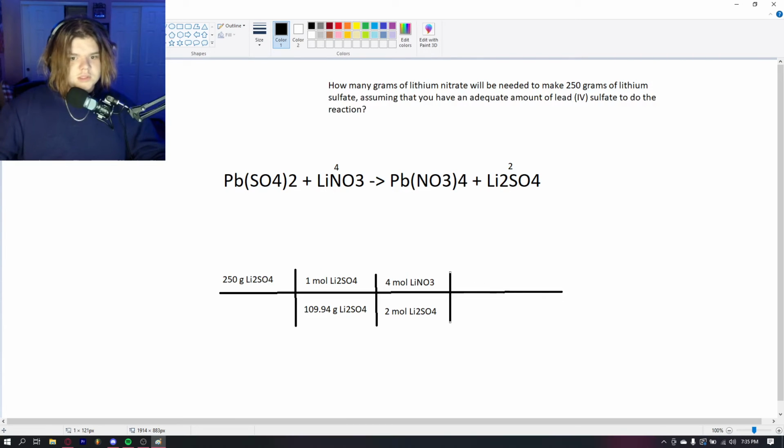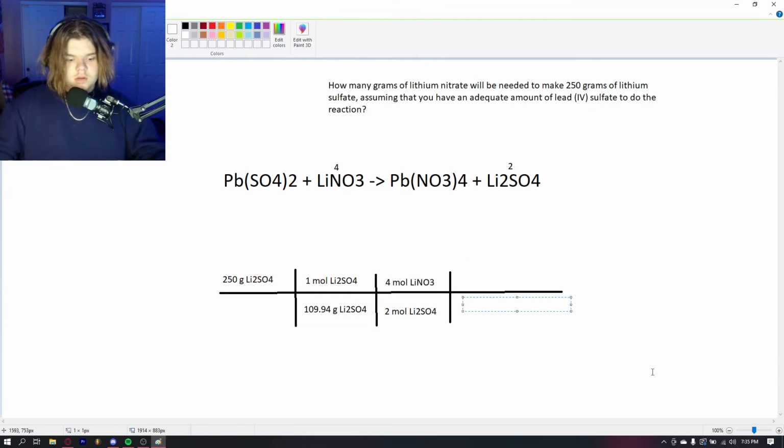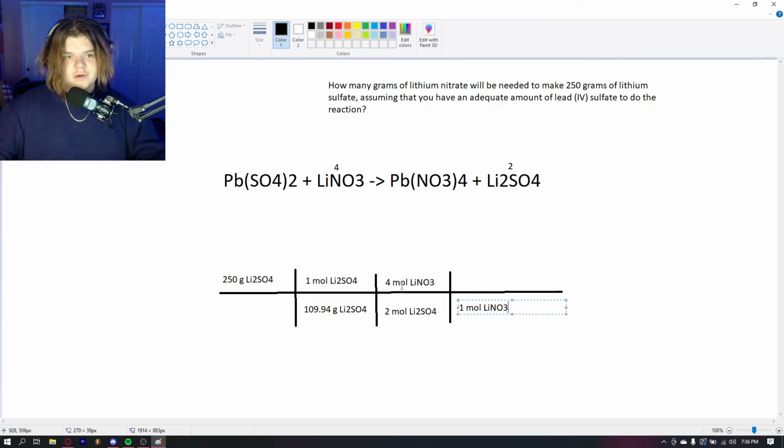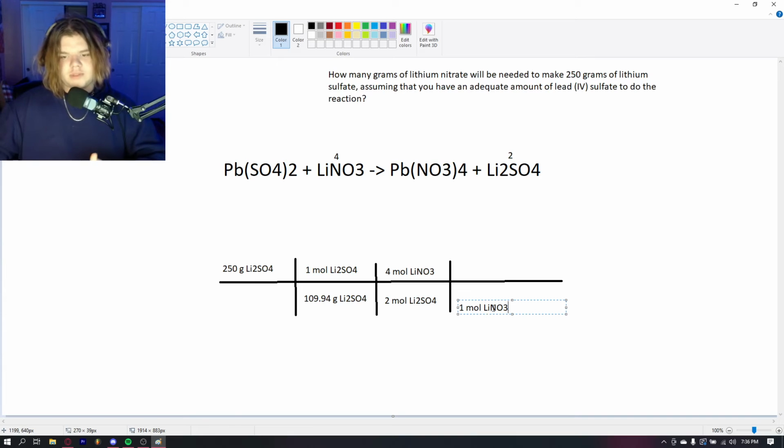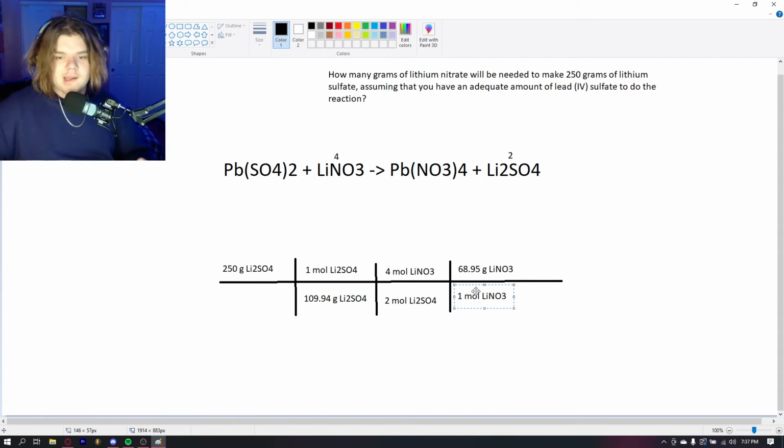4 moles goes to 1 mole of lithium nitrate. And then we basically just do the reverse. 1 mole goes to the molar mass of lithium nitrate. And the molar mass of lithium nitrate is 68.95 grams. Oh, I also forgot to explain that when you're just converting grams to moles, you don't just get your moles and then you're done.